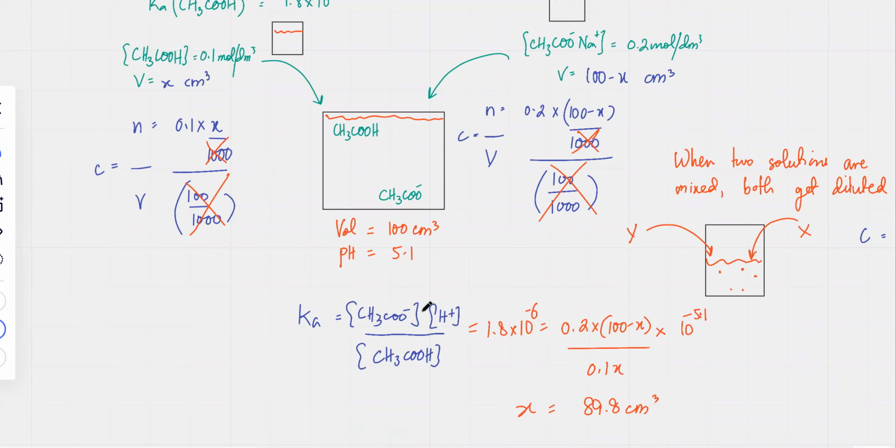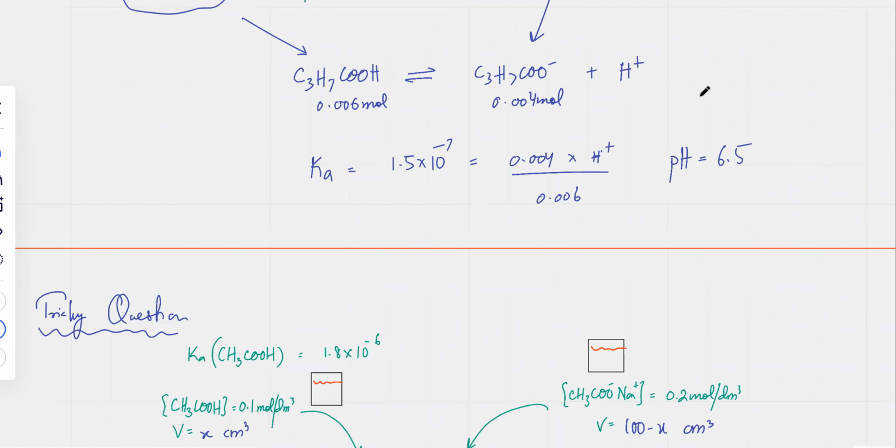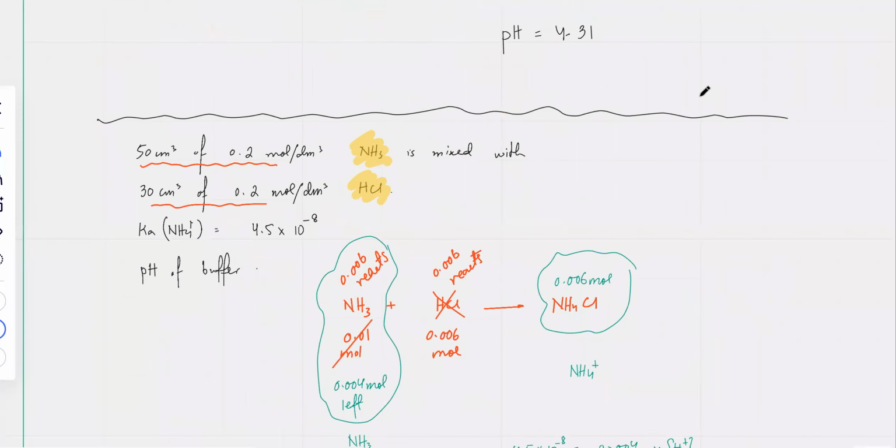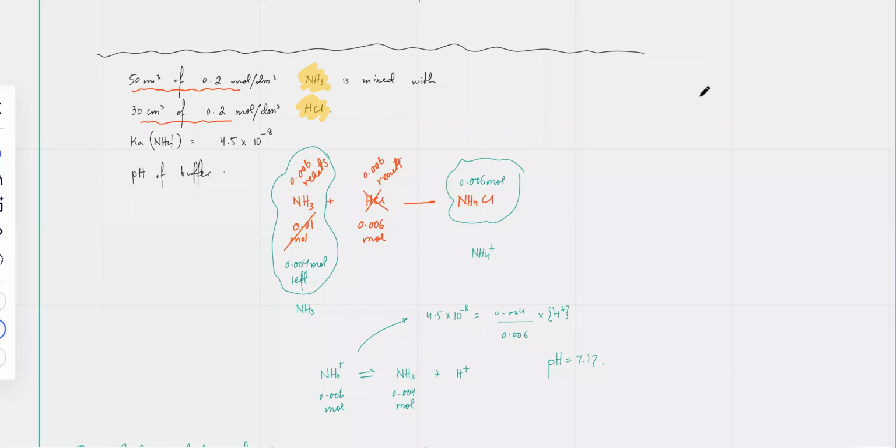Okay, so. Shafaq Rubab, is this clear? Nabila? Yes, sir. Okay, so this one was a difficult question. So I'm just going to recap all the types of questions that we did for buffer solutions from the start again. Sir, which year did this question come out?